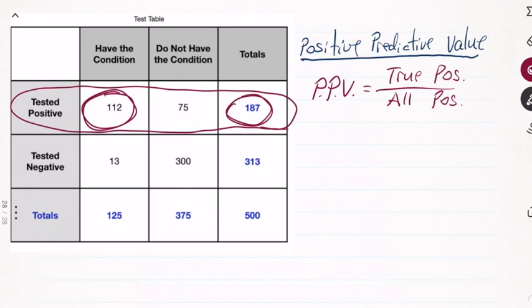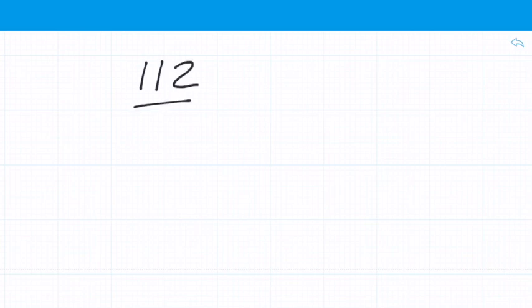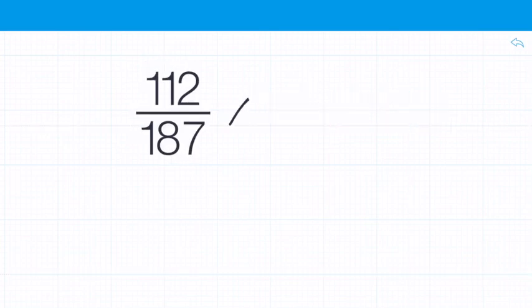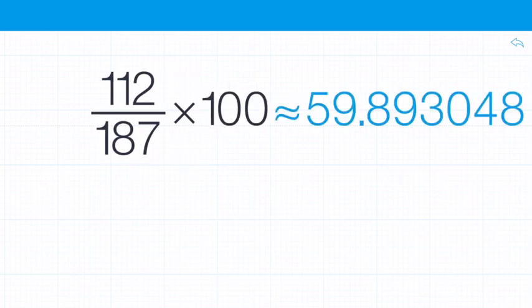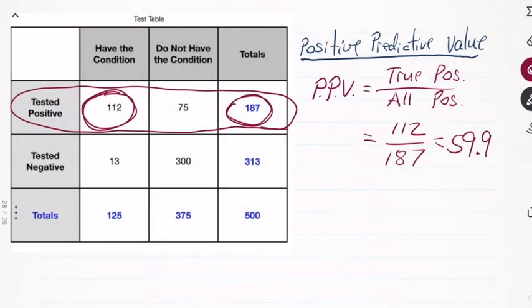Now this one should be really, really high, because we want to make sure we're really catching only those that have the disease. So in this case, the true positives being 112, and all positives being 187, we're going to get a probability, let's see here, 112 over 187, and then times this by 100. So about 59.9, almost 60%. And this being so low, I guarantee you this test would never make it to market, because this probability should be above 90% for it to even be really used.